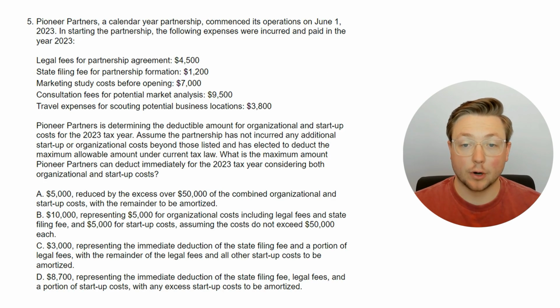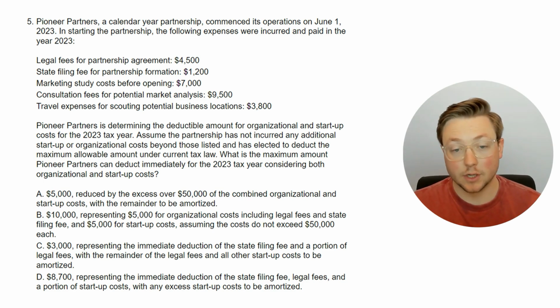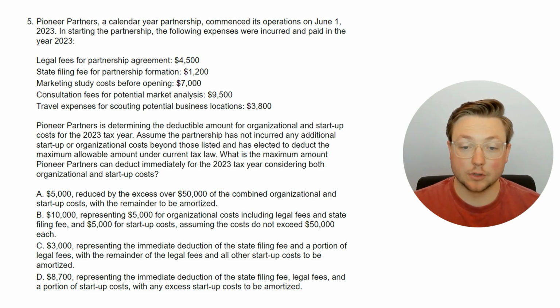Pioneer Partners, a calendar year partnership, commenced its operations on June 1st, 2023. In starting the partnership, the following expenses were incurred and paid in the year 2023. So legal fees to become a partnership, state filing, marketing study costs for $7,000, consultation fees for potential market analysis, $9,500, travel expenses for scouting potential business locations. Pioneer Partners is determining the deductible amount for organizational and startup costs for the 2023 tax year. Assume the partnership has not incurred any other additional startup costs, so they're all listed here, and has elected to deduct the maximum allowable amount under current tax law.